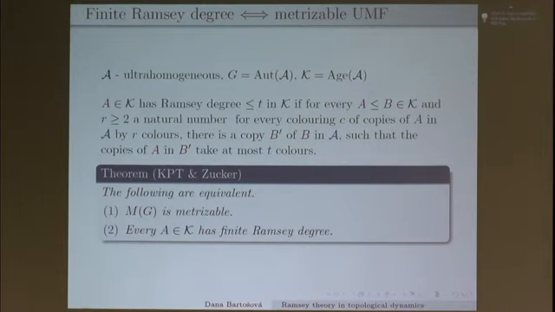So Kechris, Pestov, Todorčević in one direction and Andy Zucker in the other direction, using ultrafilters, showed that the universal minimal flow of a group of automorphisms of an ultrahomogeneous structure is metrizable, so small, if and only if every structure in the class of finite substructures has a finite Ramsey degree. This is a complete combinatorial characterization of small flows, and exactly when the situation is as on the previous slide.